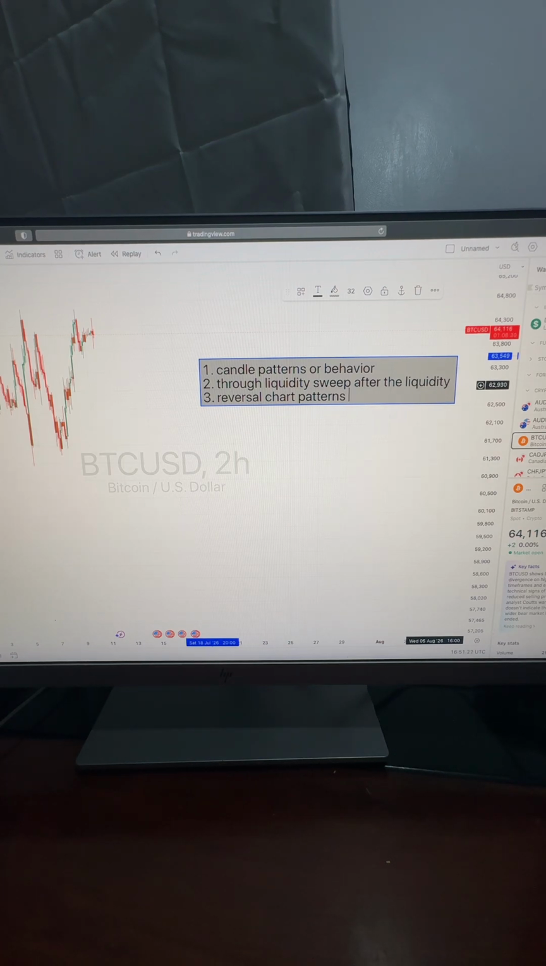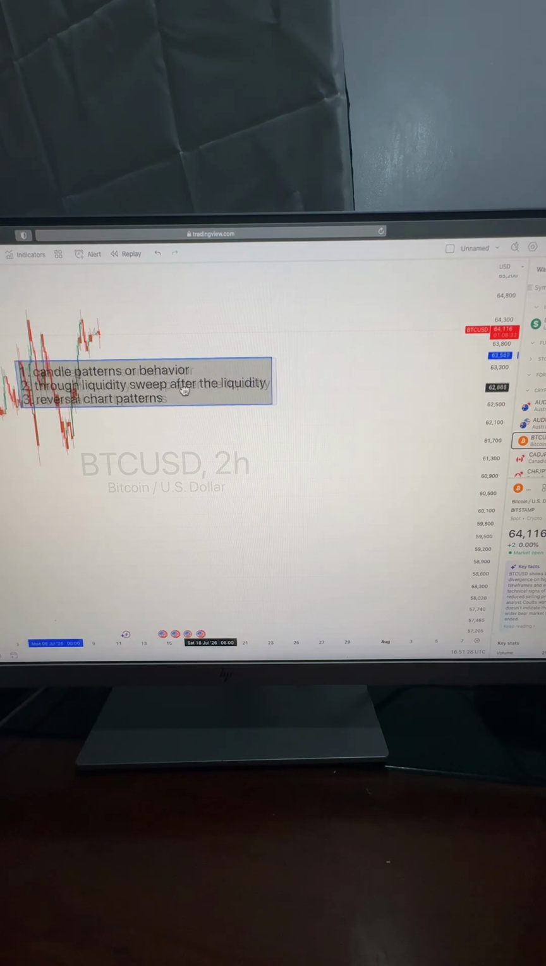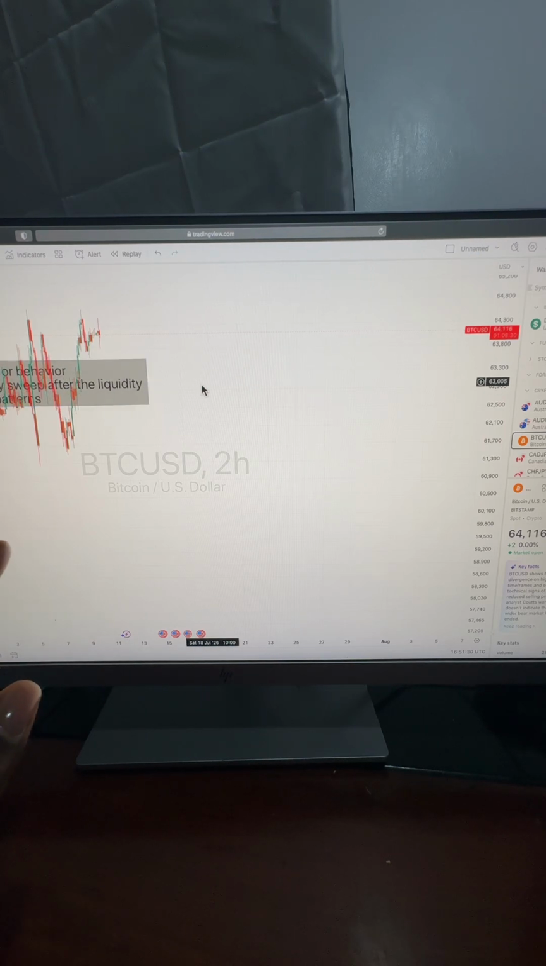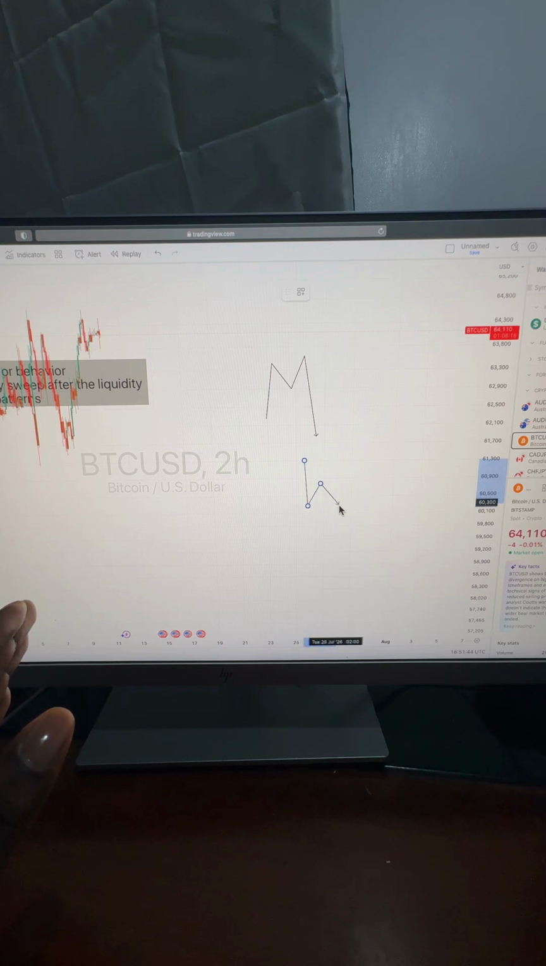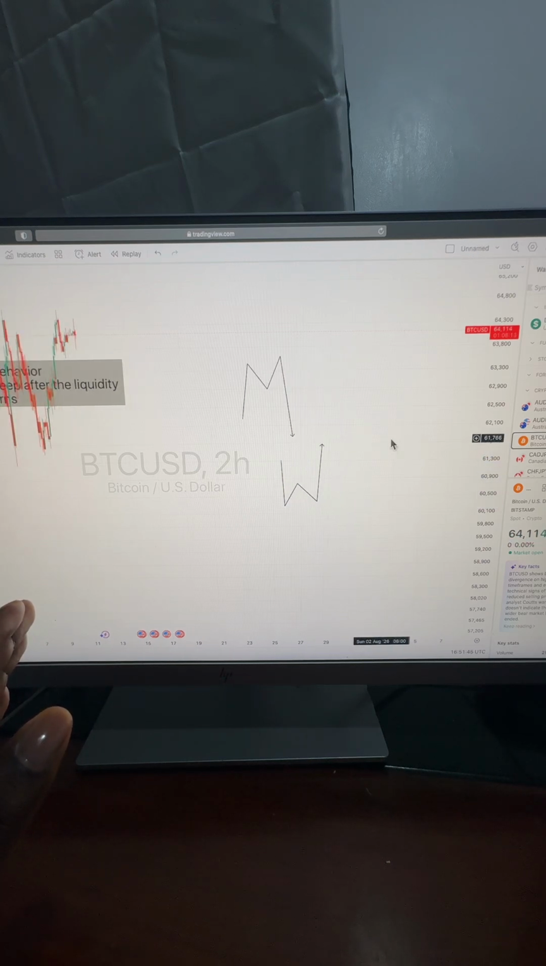As a pure price action trader, I will always prefer the reversal chart patterns. So what are the reversal chart patterns? For a complete reversal in the market, it will always have to form what we call a reversal chart pattern. One of the reversal chart patterns is the M pattern. The market will always form an M pattern. The second one is the W pattern. If you see a W pattern, you will confirm that is an entry level confirmation.